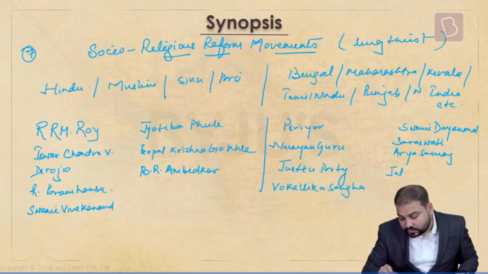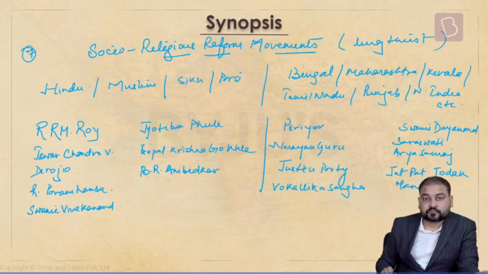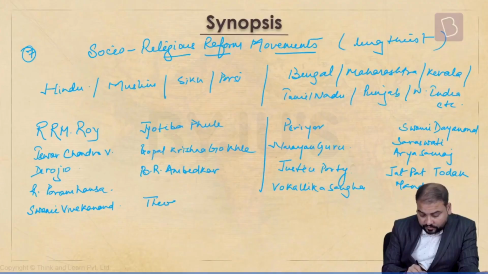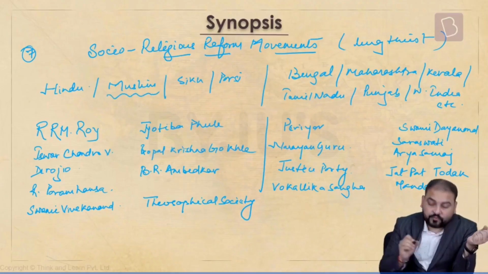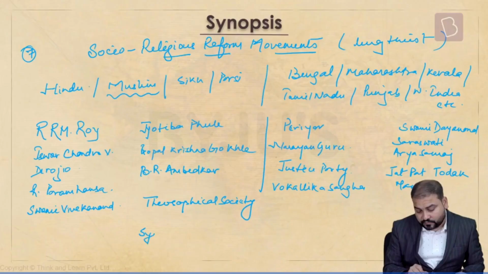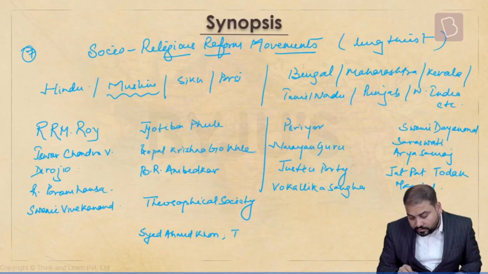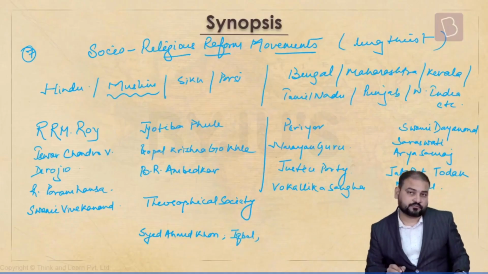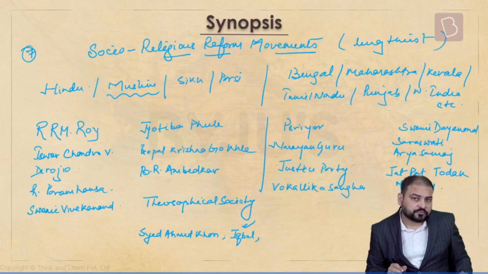Of course, Jat Pat Todak Mandal. All these from North India. Even outsiders would be there. For example, Theosophical Society. We'll study about them. What all things they did. And then if we talk about the Muslim reform movements, very important, Sayyid Ahmad Khan. We shall study about him. We'll see the Iqbal. Now, of course, questions may not come from him, but NCERT talks about him.